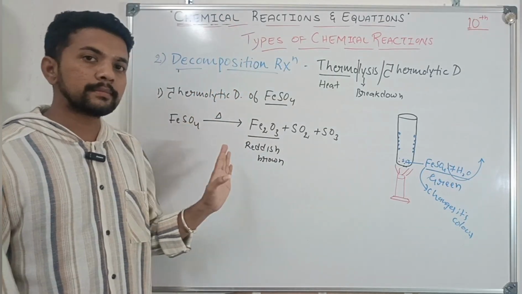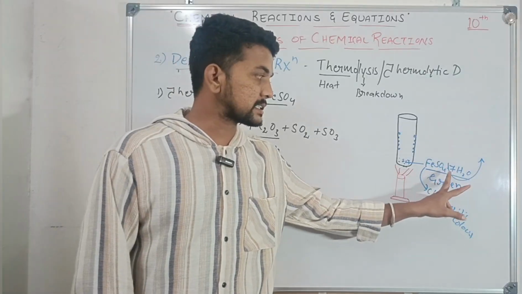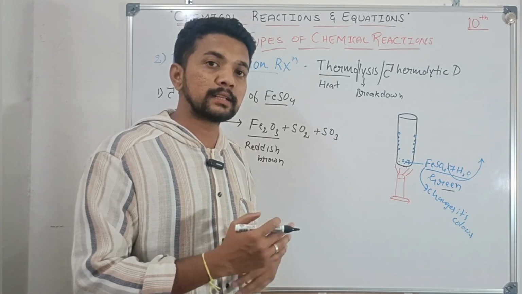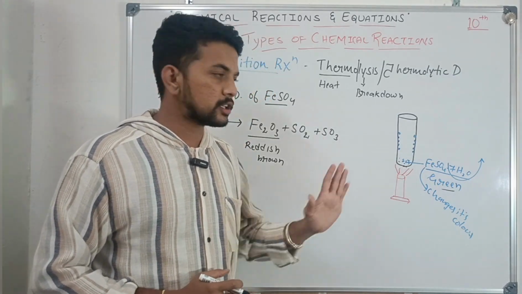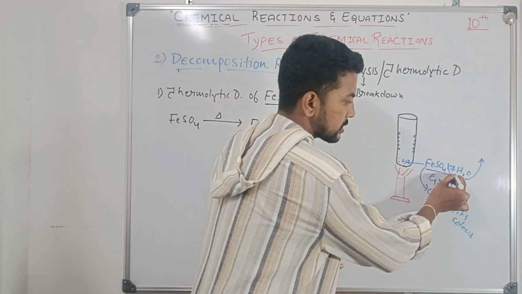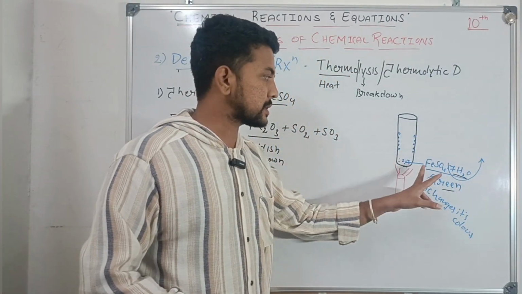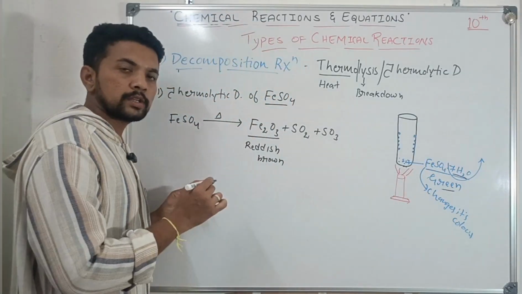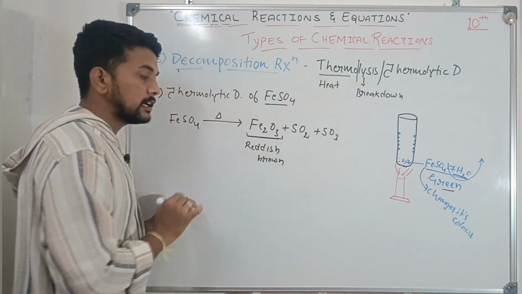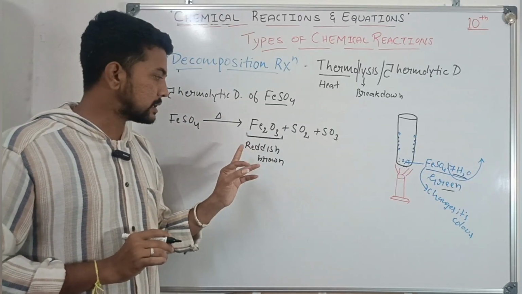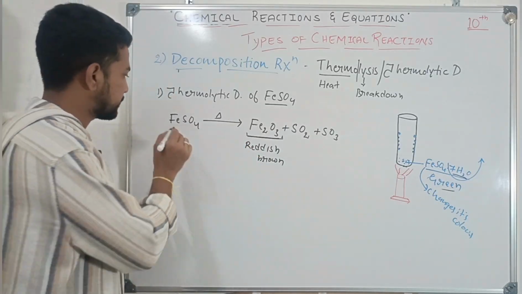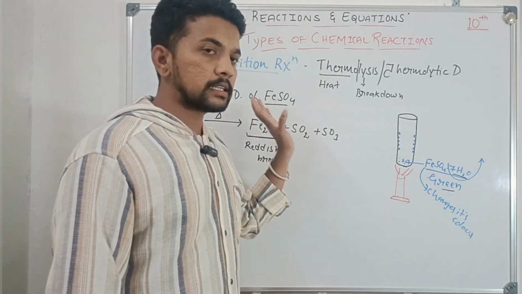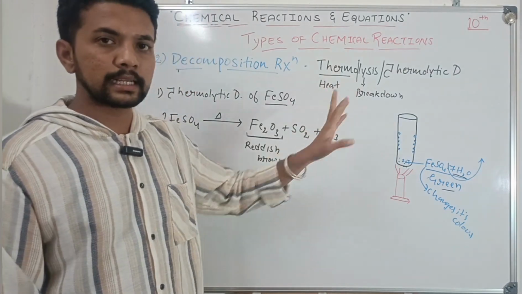In this example, the questions that can be asked are: what is the color of ferrous sulfate crystals? That is green. Why does the color of the ferrous sulfate crystals change when heated? During the heating process, the water molecules are lost, so the green color changes. What is the color of ferric oxide? That is reddish brown. So this is one example of thermolytic decomposition.